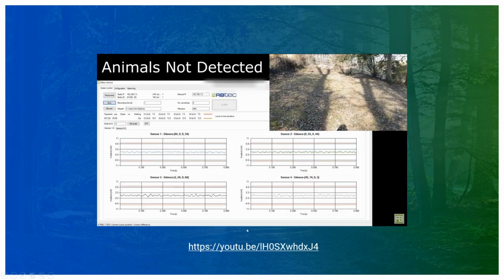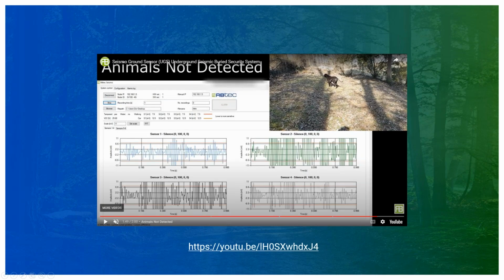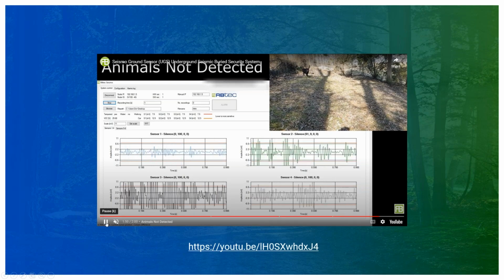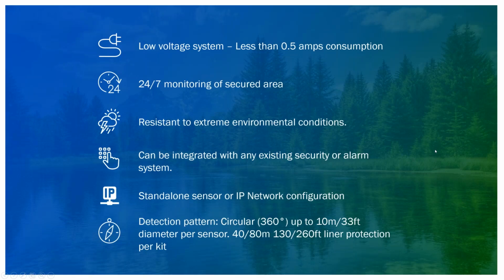And I'm going to show you that, for example, when a dog is running over the system, you can see that animals are not detected. So we see the signal of the dog. The system doesn't classify it as anything that it recognizes as a human walking or crossing the system, and therefore the system ignores that signal completely. So there's no alarm from dogs or wild animals or deer or anything that is not a human crossing the system.